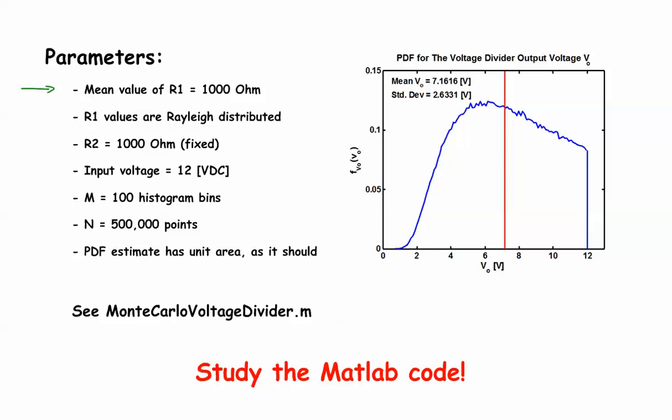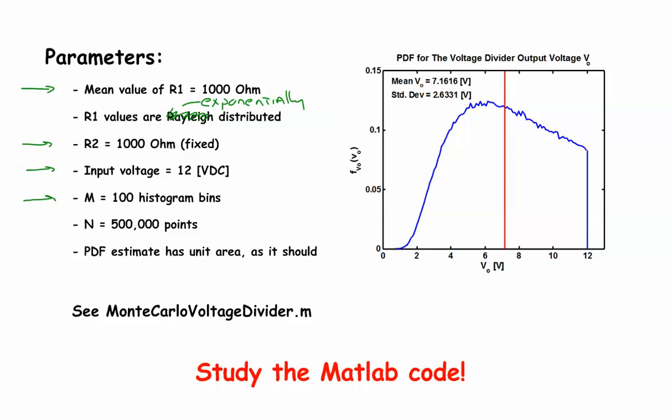The mean value of R1 is 1 kilo. And I need to correct that. My R1 values are exponentially distributed. I beg your pardon. R2 is fixed at 1,000 ohms. Input is fixed at 12 volts. I fiddled with the data.